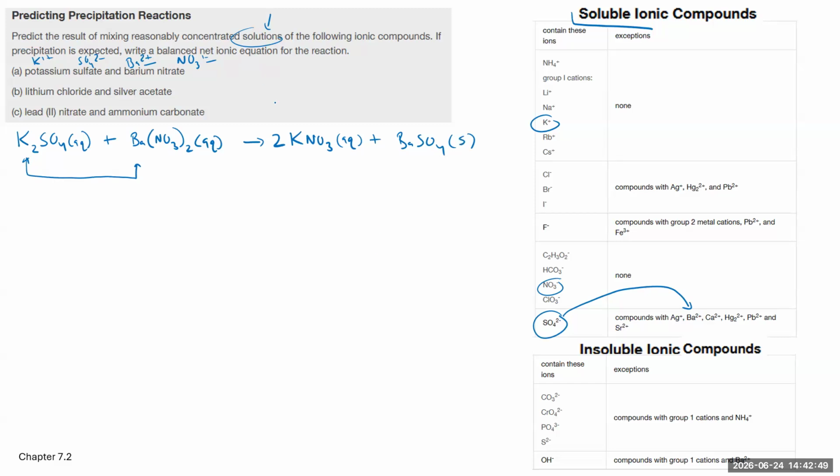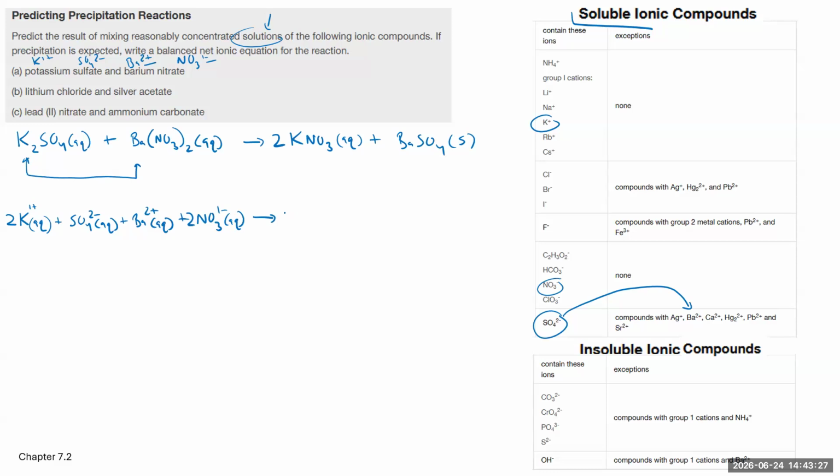All right. And it says do the net ionic equation for this reaction. So we'll break apart the aqueous. So it becomes 2K 1 plus aqueous plus SO4 2 minus aqueous plus barium 2 plus aqueous plus, there's 2 now, 2NO3 1 minus aqueous.